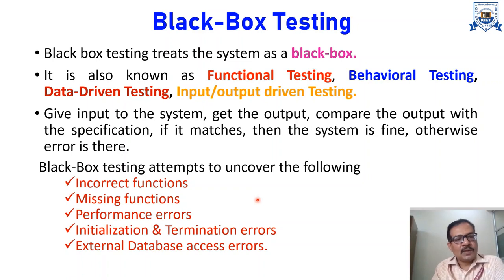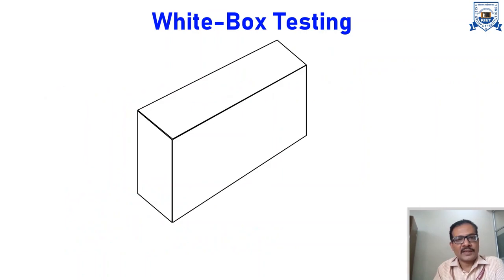The black box testing attempts to uncover the following things: incorrect functions, missing functions, performance errors, initialization and termination errors, and external database access errors. These are the things that we can uncover once we perform black box testing.